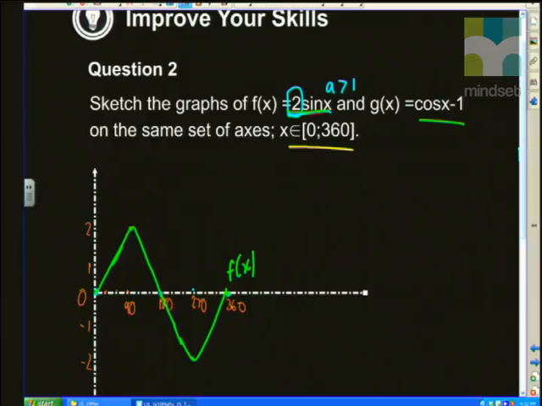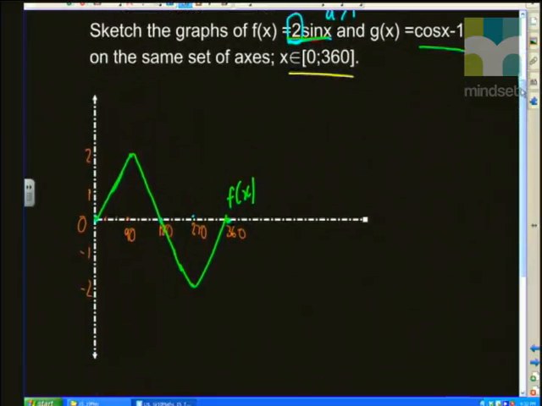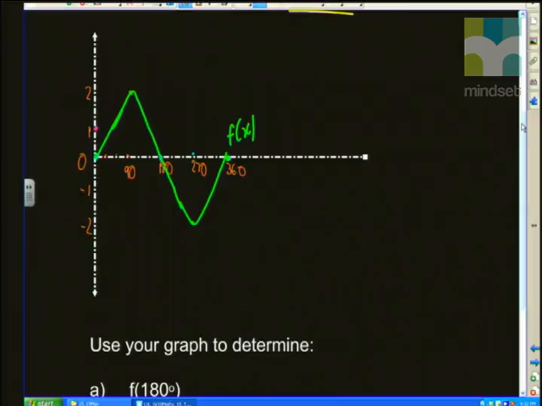We're taking the original cos graph and we're moving it down 1 unit. So your normal cos graph, what does it look like? We know that it starts at the point (0, 1). Cos of 0 is equal to 1. Cos of 90 is 0. Cos of 180 is -1.